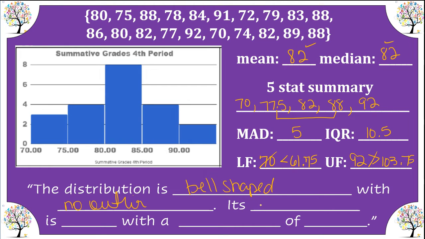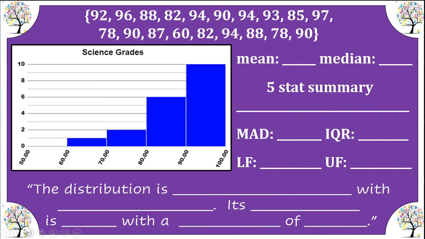Since there's no outlier, the measure of center is going to be the mean. So we're going to say its mean is 82 with a MAD of 5. So when we have no outlier, we're using MAD and the mean. Okay, let's take a look at the science grades. We can see that most are hovering over to the right side, but we do have some grades that are pulling it down. So again, I've already pre-calculated all of this.